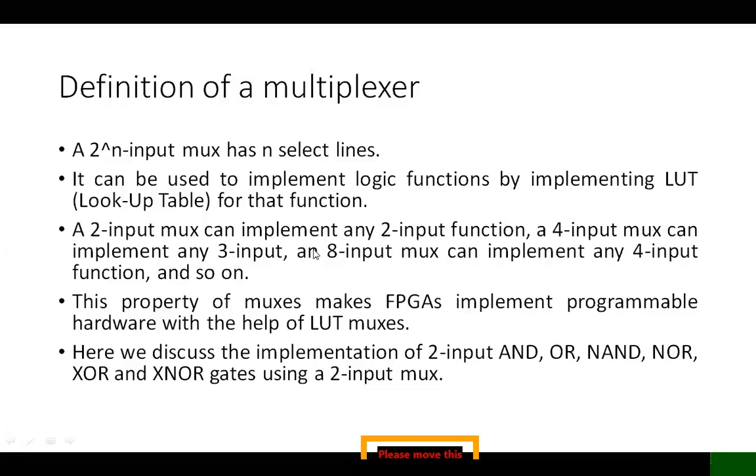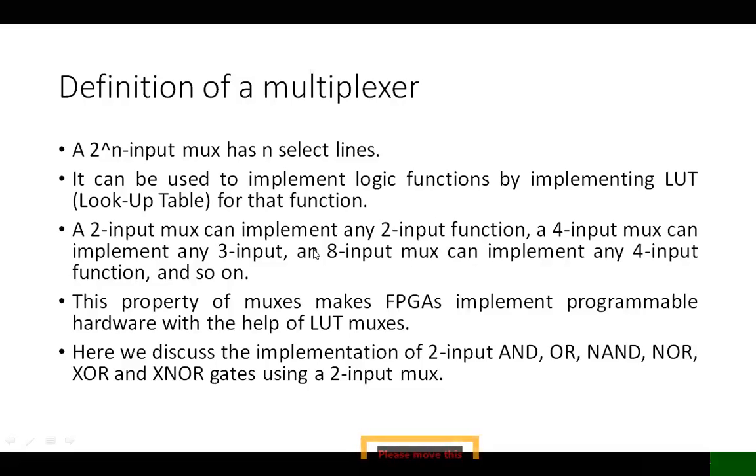LUTs are nothing but, just think of bookmarks. Bookmarks are used to keep a place wherever you wish, so that you can get back as soon as you see the bookmark. It is like a marking that you do. You can place it inside your book, and whenever you open up your book, wherever the bookmark is, you can start reading from there. So these lookup tables are used in the same fashion. The property of these MUXes will help us implement programmable hardware with the help of LUTs.